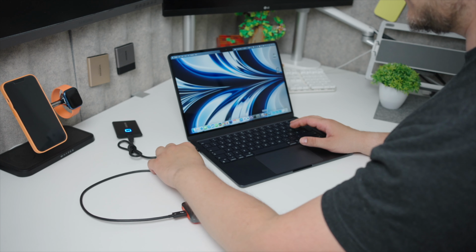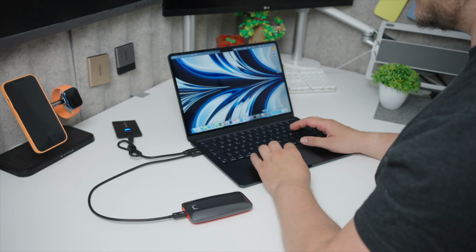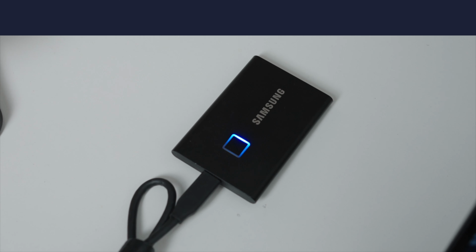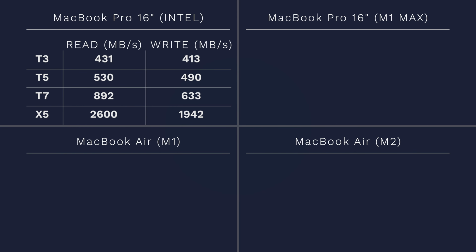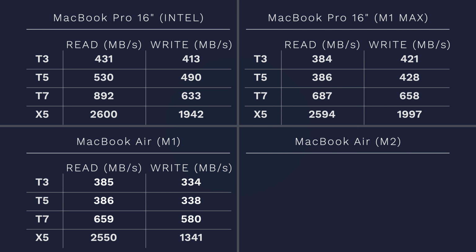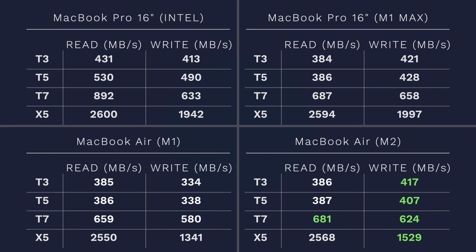So the first thing that I was expecting from M2 was an improvement on external SSD support. These are the read and write speeds of my Samsung drives T3, T5, T7 and X5 on an Intel MacBook Pro. And here are the speeds on M1 MacBook Air. You can definitely see the difference, can't you? And now here are the measures for the M2. As we can see, Apple did fix the write speeds of most of the drives, but the read speeds are still far from the Intel values.